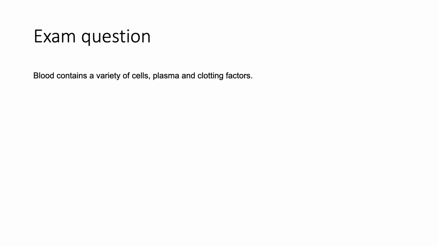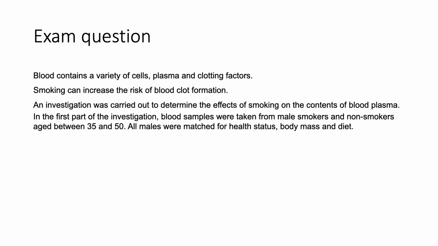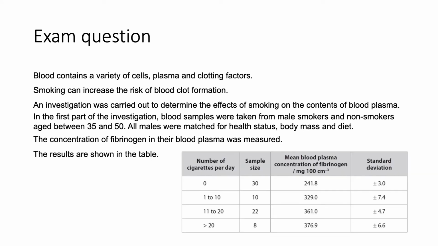Blood contains a variety of cells, plasma and clotting factors. Smoking can increase the risk of blood clot formation. An investigation was carried out to determine the effects of smoking on the contents of blood plasma. In the first part of the investigation, blood samples were taken from male smokers and non-smokers aged between 35 and 50. All males were matched for health status, body mass and diet. The concentration of fibrinogen in their blood plasma was measured. And here we have the results in a table.